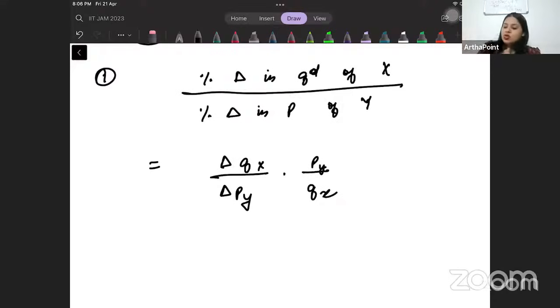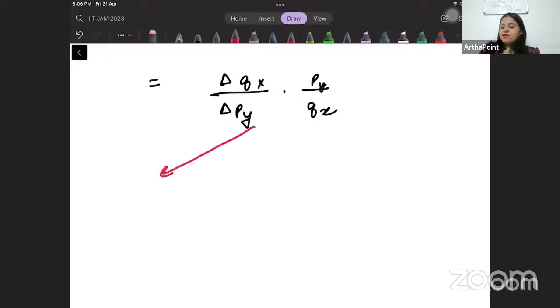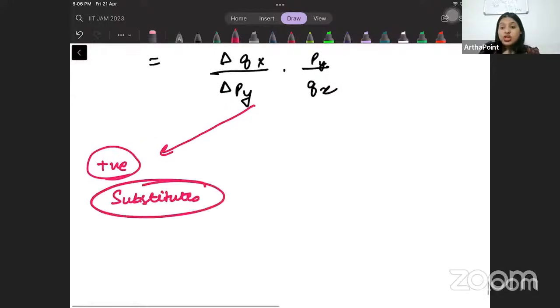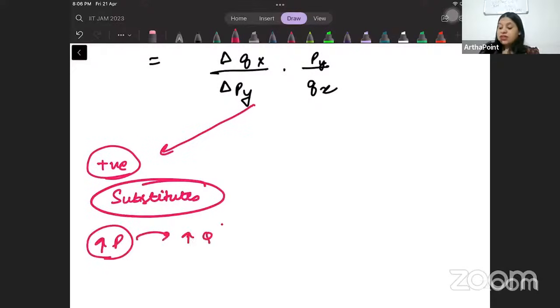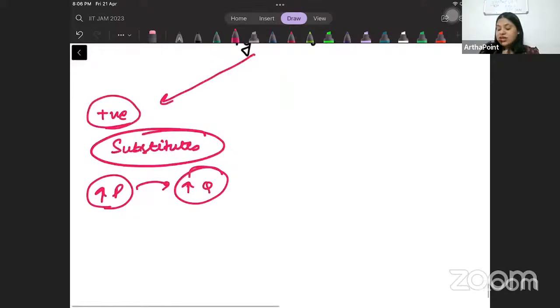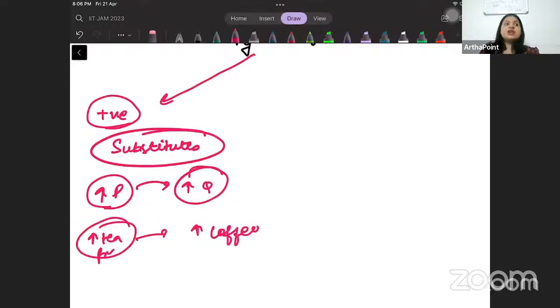Okay. So now, can you tell me when will cross price elasticity be positive? It is positive for substitutes. क्यों? क्योंकि जब एक का प्राइस बढ़ता है तो दूसरे की डिमांड बढ़ती है. They move in the same direction. When price of tea increases, demand of coffee increases. So please make a note of this, that this is positive.